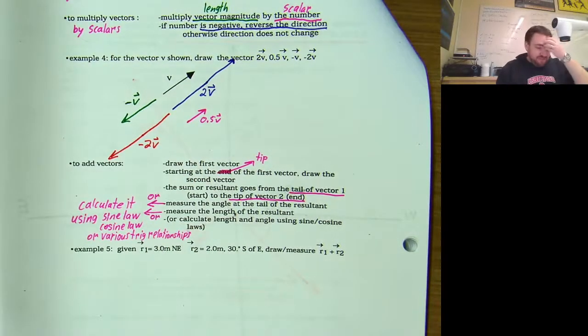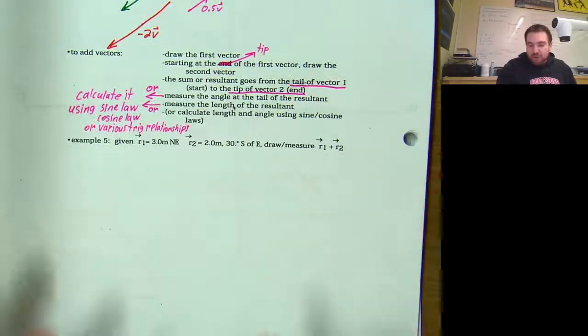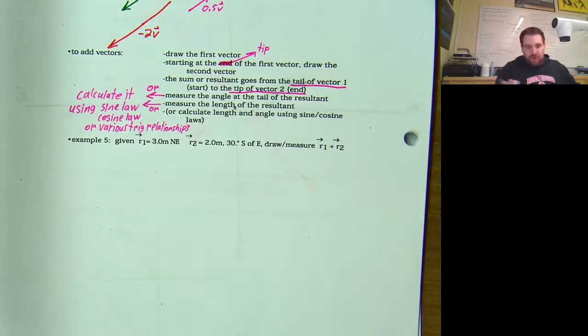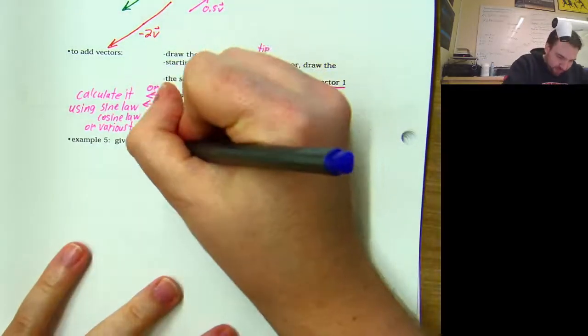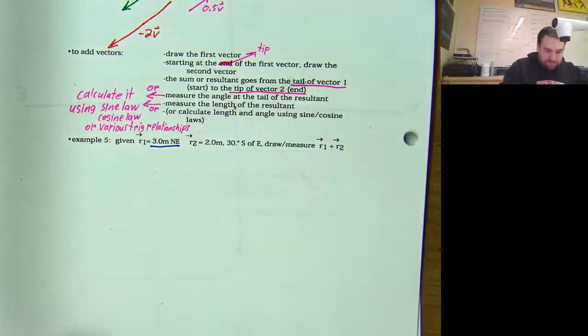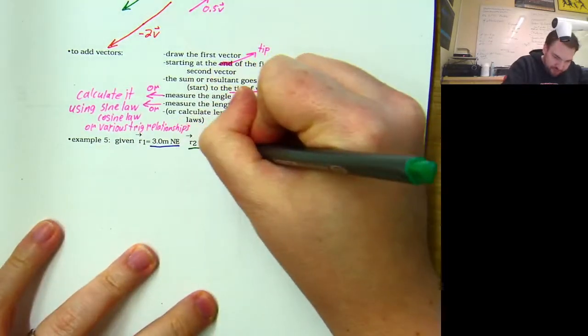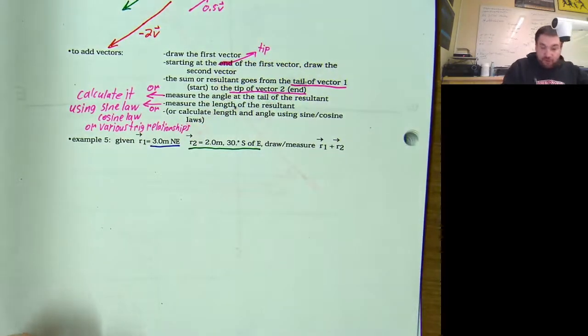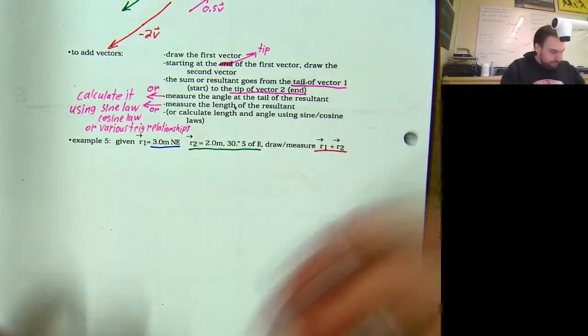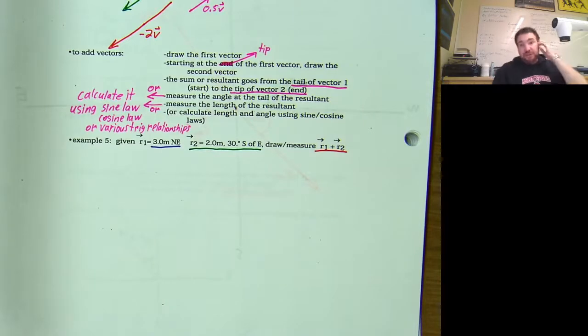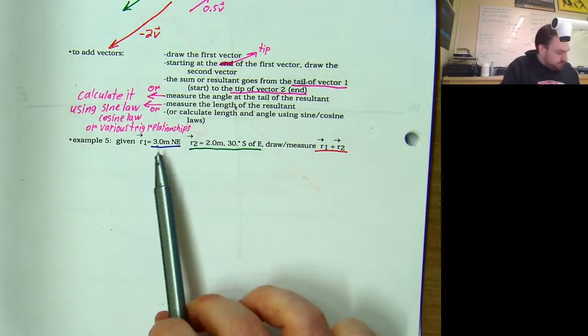Okay, so let's do an example to see what this looks like. I've got R1, that's just vector 1, and it's 3 meters northeast. I've got R2, 2 meters, 30 degrees south of east. What I want to find is R1 plus R2. Here's how you're going to do it. First thing you're going to do is draw R1.